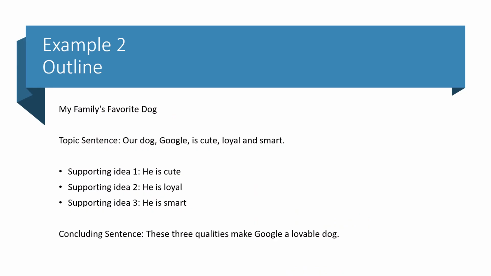The outline number 2 is about my dog. I have a topic sentence. My topic sentence is our dog Google is cute, loyal, and smart. I have 3 supporting ideas. The first one is he is cute. The second one is he is loyal. The third one is he is smart. And I have the concluding sentence so that my hamburger will be a perfect hamburger. The concluding sentence will be: these 3 qualities make Google a lovable dog.